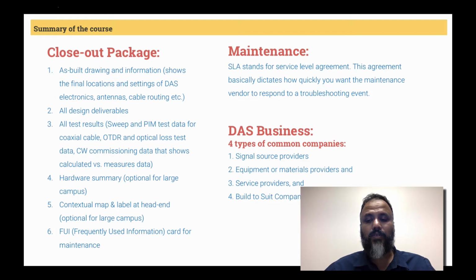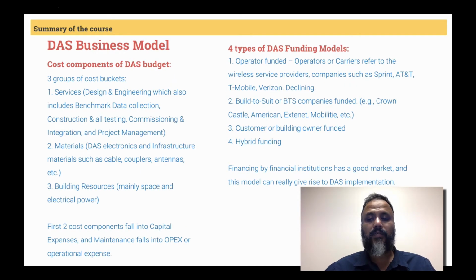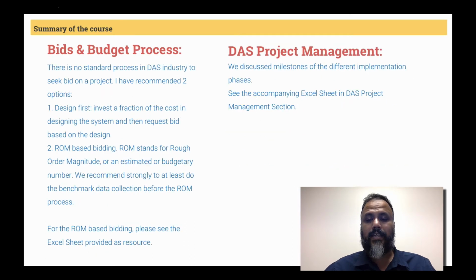Then we moved into business aspects of DAS and started with 4 different kinds of companies in this industry. We talked about cost components of DAS budget and different funding models. Towards the end, we showed 2 different ways to collect bids and put together a budget for a DAS project, and ended the course by diving into milestones of DAS project management.